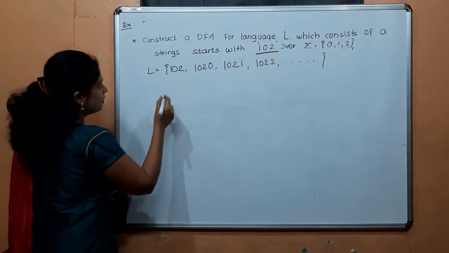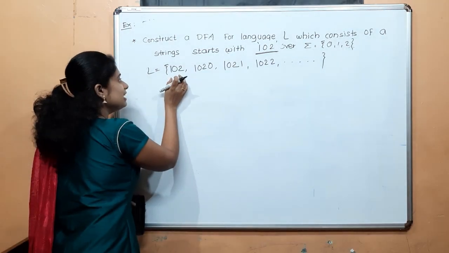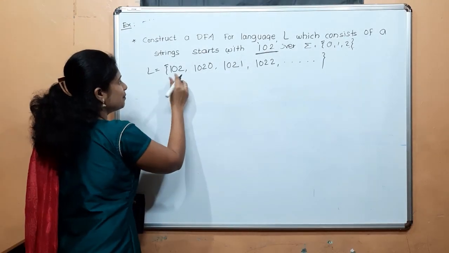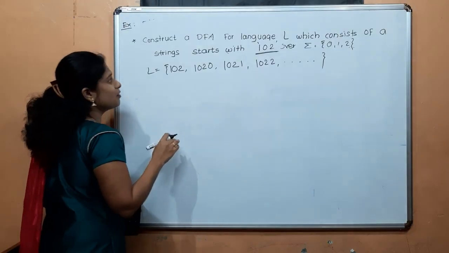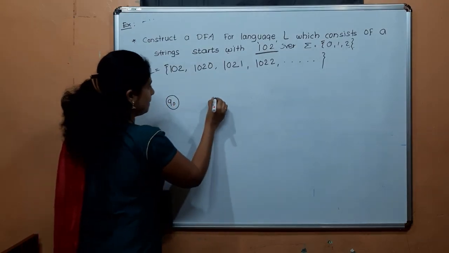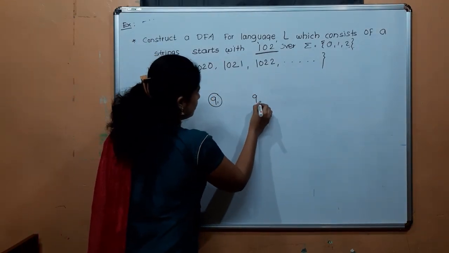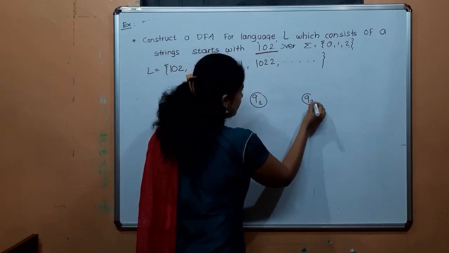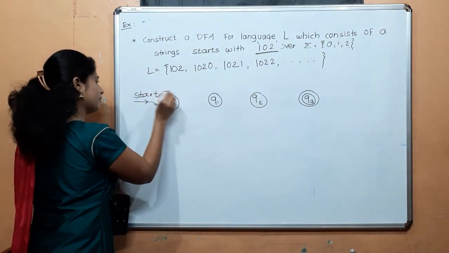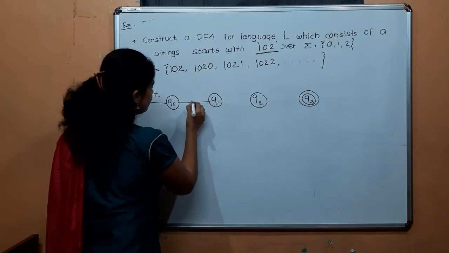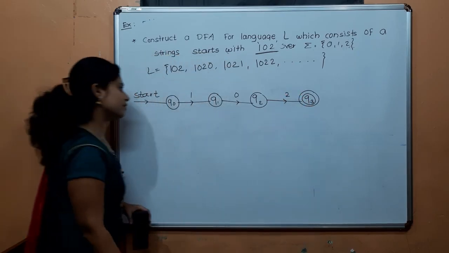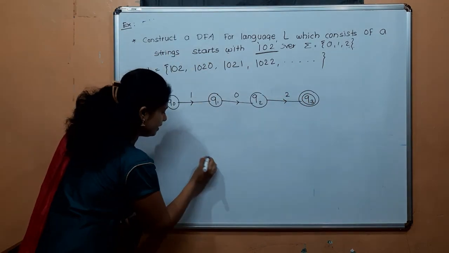Now see here, the length of the minimum string will be 3 and we can add 1 to that length, that is 3 plus 1 is equal to 4. Therefore, the total number of states in the transition diagram will be 4: 1, 2, 3 and 4, which is the final state. Now see here, the start condition is that the string starts with 1 0 2. Okay, now we can add the dead state.